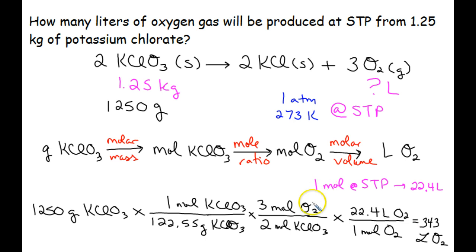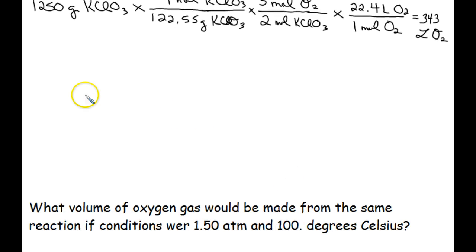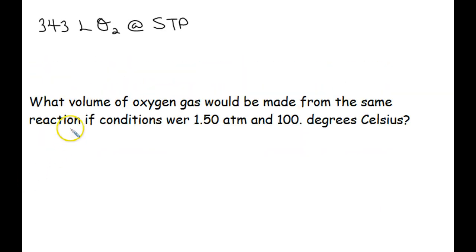Okay, I'm going to carry into a second problem using the same reaction. I'm going to drop down here. Now we had 343 liters of O2 at STP. Now, it says, what volume of oxygen gas would be made from the same reaction if conditions were 1.50 atm and 100 degrees Celsius?